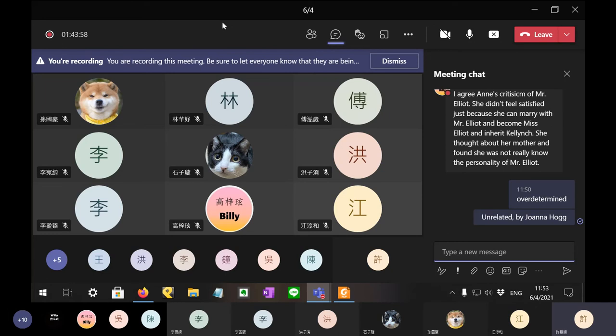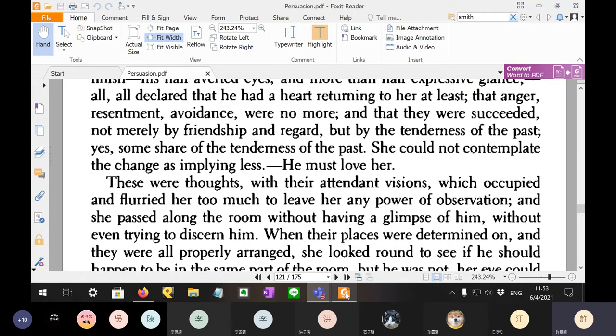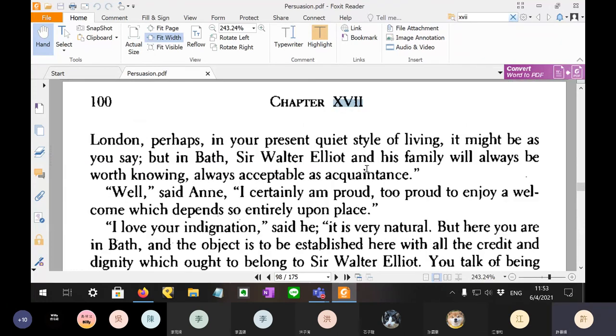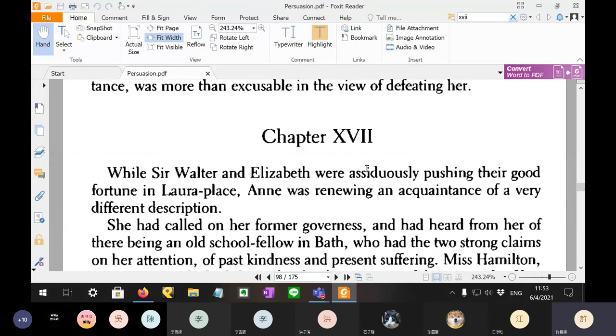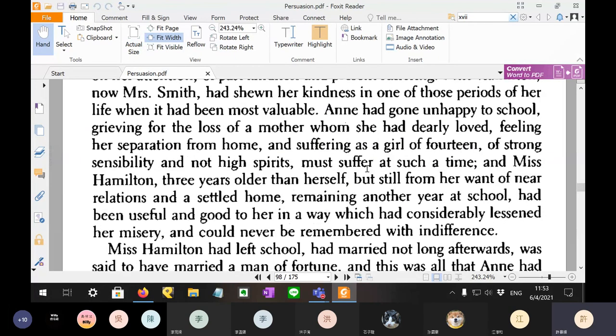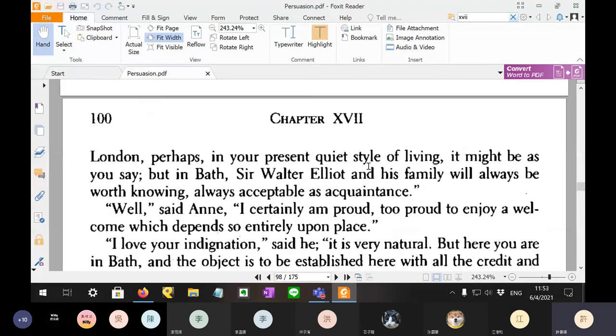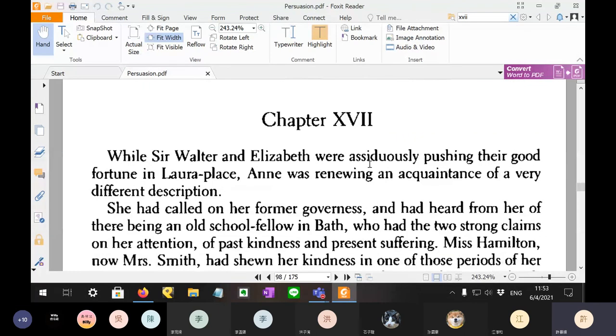Okay, then let's go back to the beginning of this week's reading. Chapter 17. This is page 100.